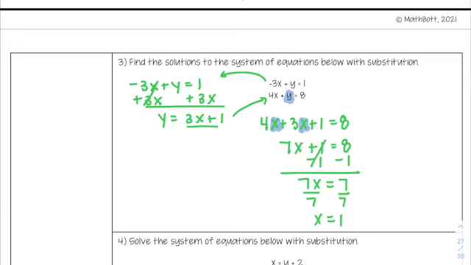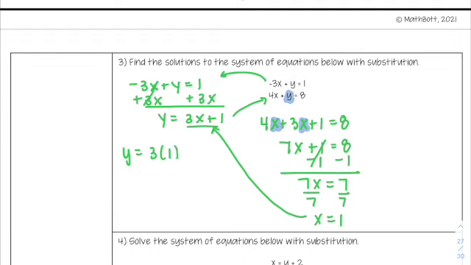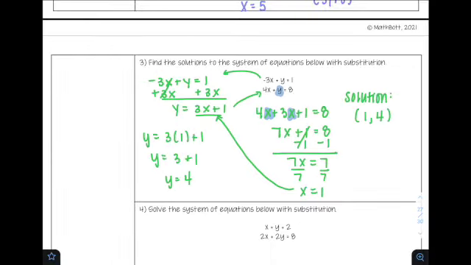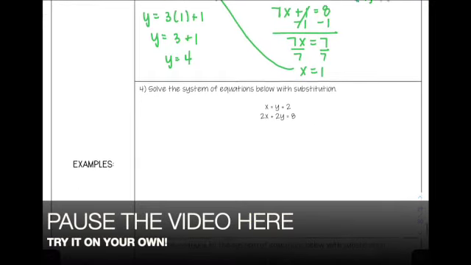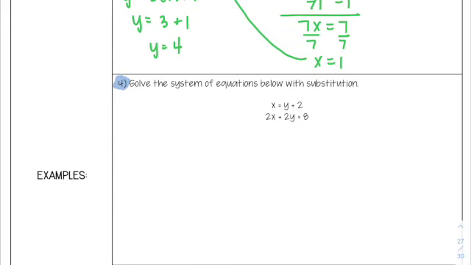I'm going to use my x and substitute that into my other equation in order to get y. So I have y equals 3 times 1 plus 1. y equals 3 plus 1. y would equal 4. So here I can write my solution as 1 comma 4. All right, so what you're going to do is try number 4. Use the substitution method if you want. You can check with your graphing calculator, and then we'll go over it together.